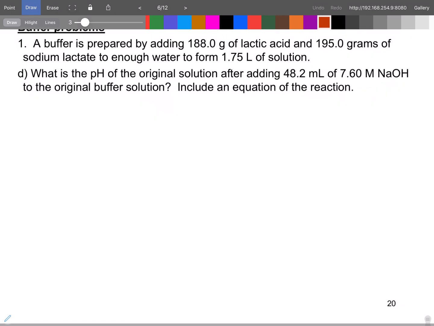Okay, that brings us to D, which is the exact same thing. We're going back to the original buffer, but this time, we're going to add a base instead of an acid. Okay, so the strong base is going to react with the acid form, in this case the weak acid, to produce the conjugate base.